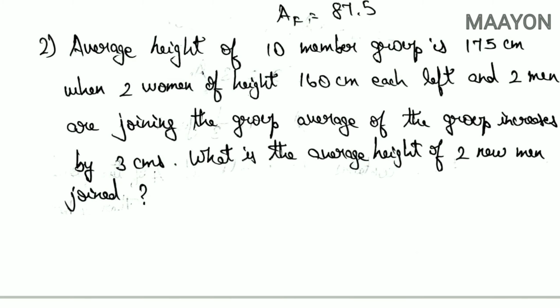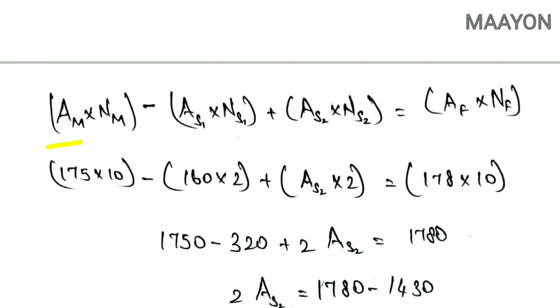Here let's frame the equation first. It is AM into number of terms in the main group minus average of subgroup 1 into number of terms in the subgroup 1 plus average of subgroup 2 into number of terms in the subgroup 2 equals to average of final group multiplied by number of terms in the final group. I keep on repeating this equation so that you will have it memorized by the end of this lesson. Now let's substitute the values in the equation.